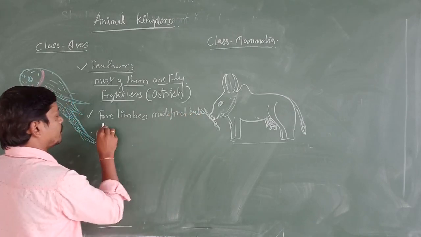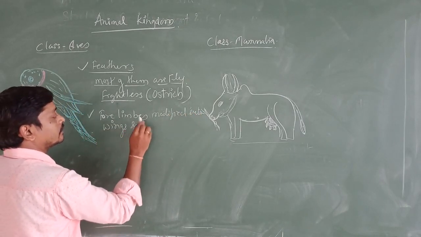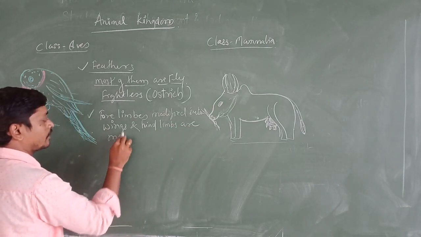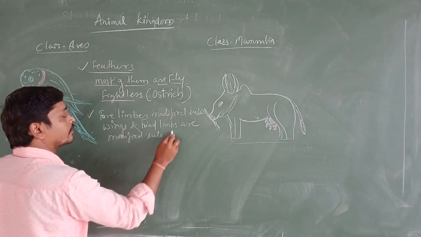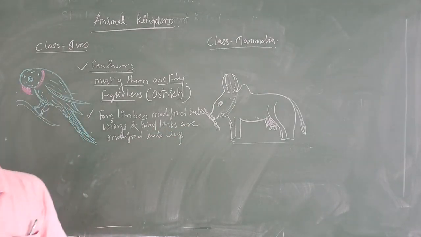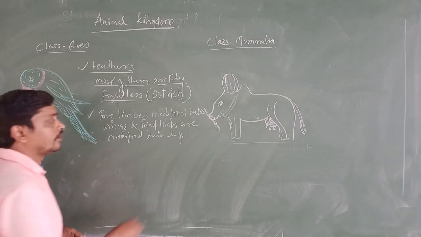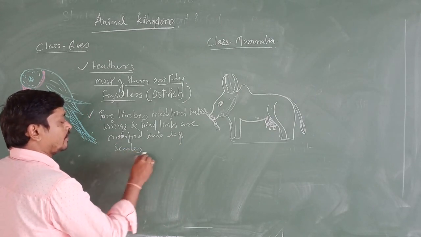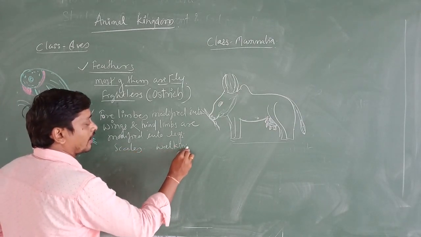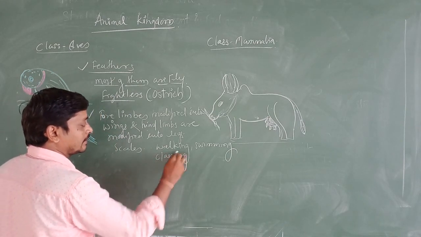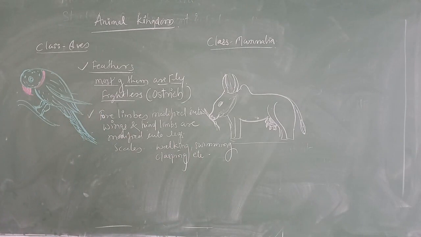The forelimbs are modified into wings, and the hind limbs are modified into legs. Forelimbs are modified into wings, and the hind limbs generally have scales. These legs generally have scales, and they are developed for walking, swimming, clasping, etc.